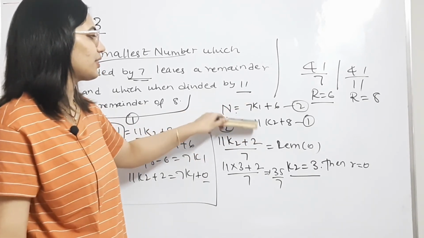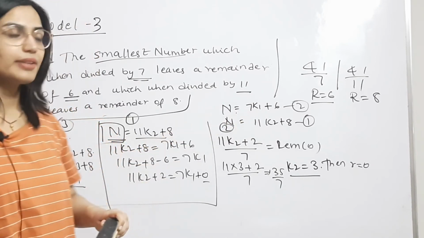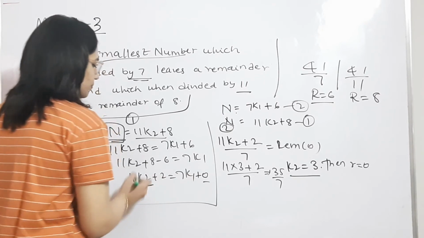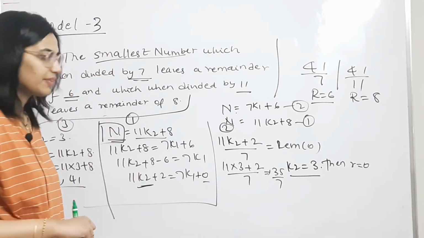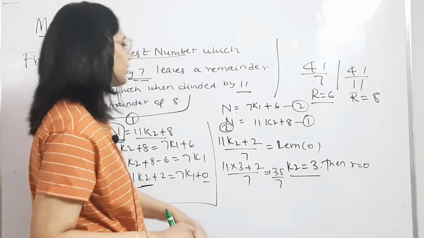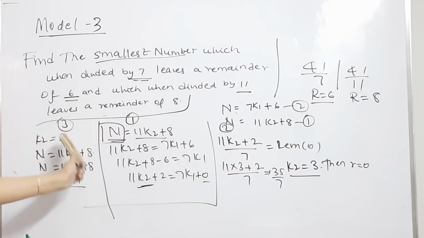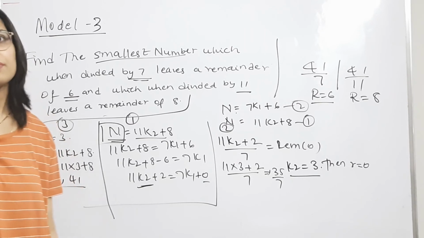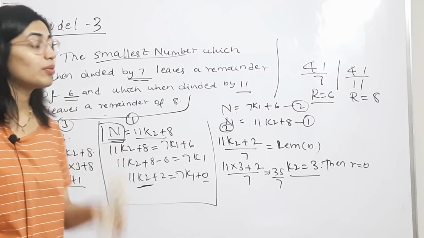Equate the largest one with the smallest one. And then find the value of k2. Okay. So, you get the value here and then substitute this value in the first equation. You will get the answer. Okay. So, this is model 3.